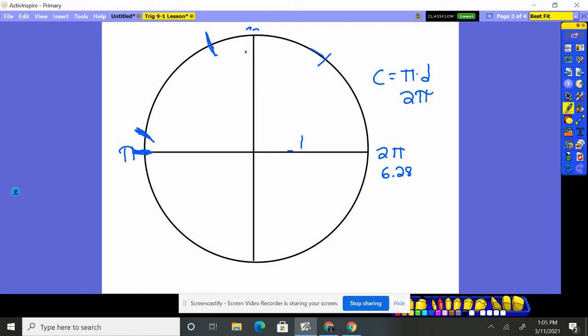We could divide it, but we don't want to do that. We don't like to write it. We like to put basically most of our common things in terms of pi. Okay, so radians is going to be in terms of pi. We flip back and forth between them.